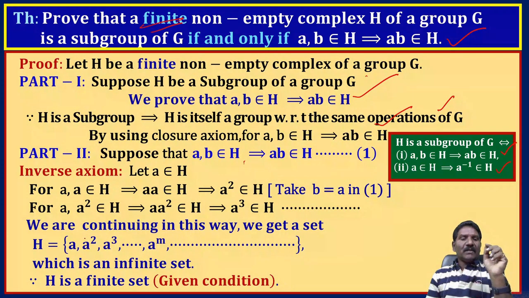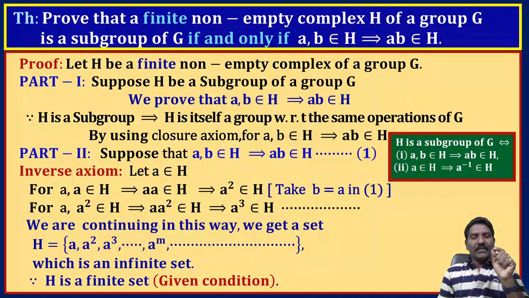Part 2 is the sufficient condition. Suppose a, b belongs to H gives ab belongs to H. It is denoted by equation 1. Now we prove that H is a subgroup of G. H is a subgroup of G means H satisfies two conditions. a, b belongs to H gives ab belongs to H is the closure property. a belongs to H gives a inverse belongs to H is the inverse property. The two conditions are enough for a subgroup. Already we have proved the very, very important theorem: H is a subgroup of G if and only if it satisfies two conditions.